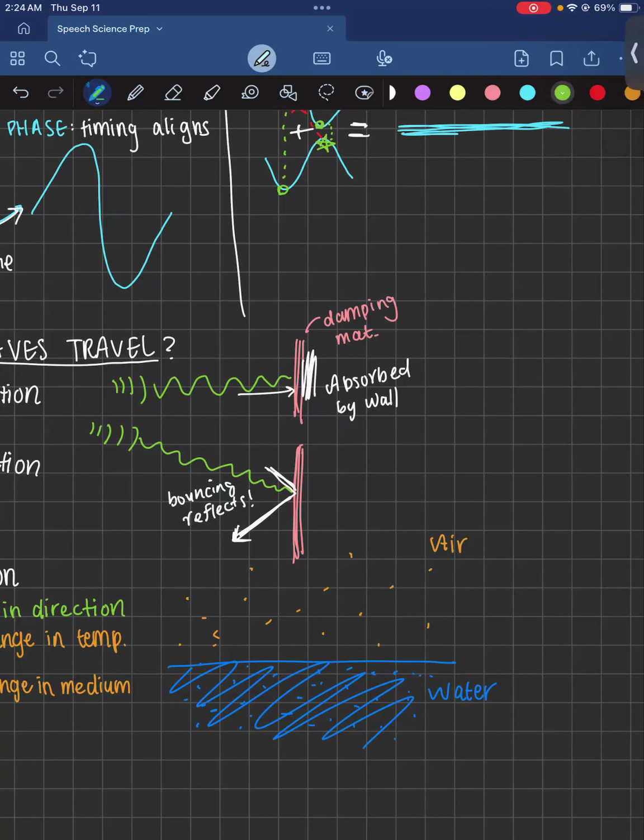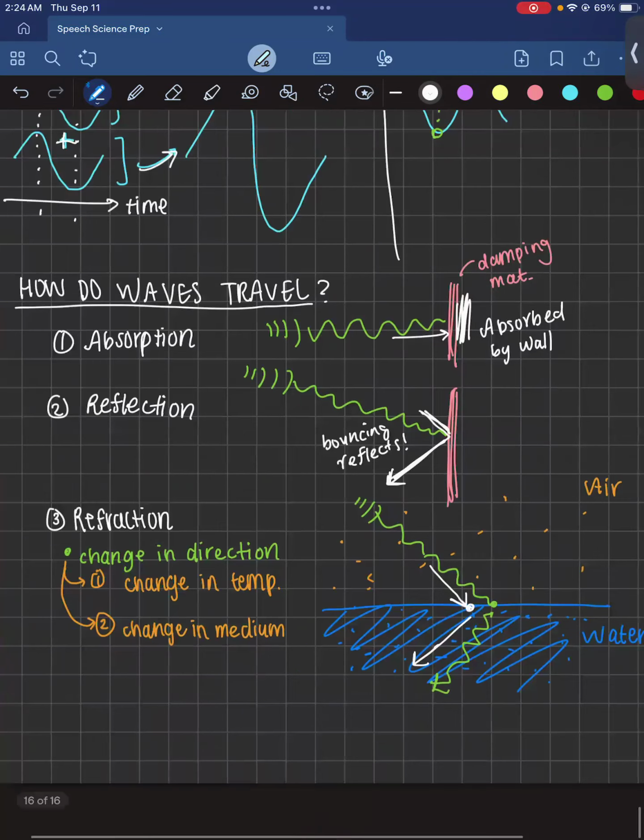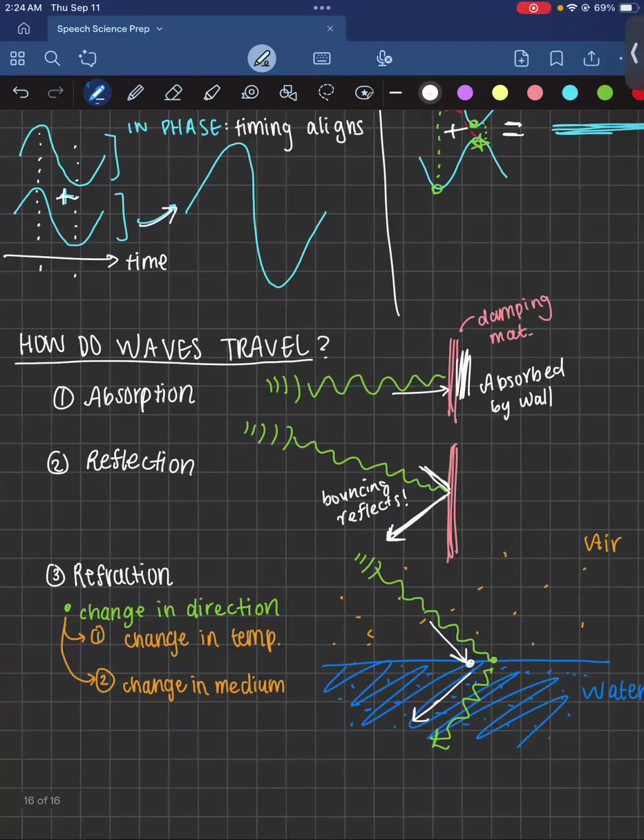So in this case, if I have my sound wave and it's coming from here, and it's just traveling through the air, and then when it hits water, it's actually going to change directions. Now I don't know how much it's changing directions, but let's just make it kind of dramatic for the example of demonstrating this concept. So it's like if the sound is moving in this direction and then it hits this other medium, so it changes direction. So it's a change in direction, but specifically due to either a change in temperature or a change in medium.